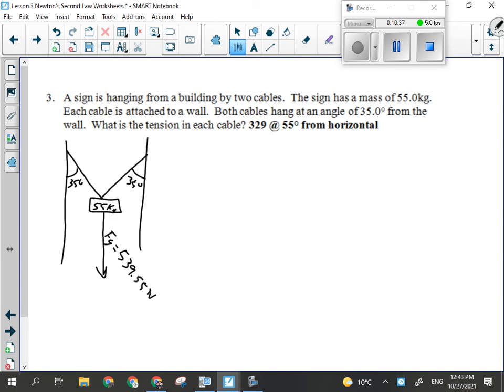There's 539.55 newtons downwards. There has to be 539.55 newtons worth of force going upwards. It's being provided by the cables. But the cables are pulling at an angle, not straight up. But do they have a straight up component to them? They do. Think about this.